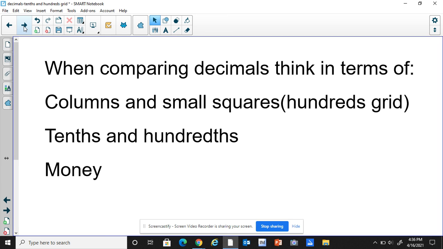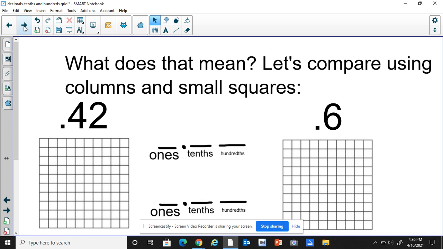So let's get started. When comparing decimals, you can think of them in terms of columns and small squares on a hundreds grid, tenths and hundredths, and money. And just in case you're saying, what in the world is she talking about? Let's compare using columns and small squares.